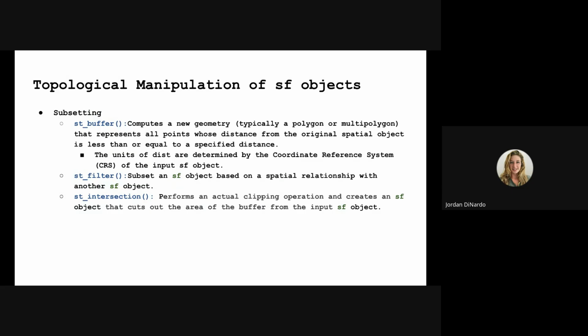Okay, so next we have st_filter, and that helps to subset an SF object based on the spatial relationship with another SF object. And that differs from st_intersection, which performs an actual clipping operation and creates an SF object that cuts out the area of the buffer from the input SF object. So depending on what output you wish to have, you would ensure that you're using the right function here. And these are very similar to what is in GIS.